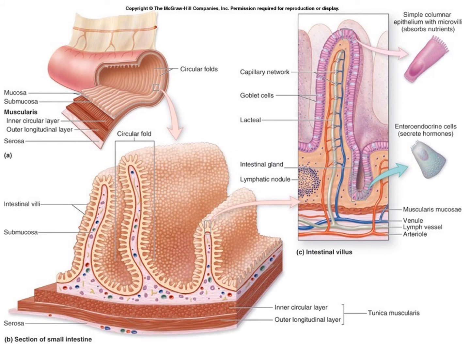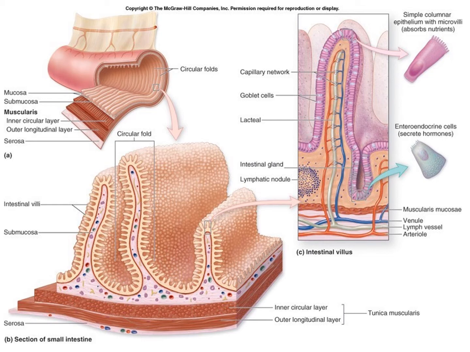This picture shows the histology of small intestine. Here you can see the simple columnar epithelium which is provided with microvilli, and these microvilli absorb the nutrients. Here you can see intestinal glands and goblet cells. Both of these are situated in the epithelium and they are helpful in various functions.